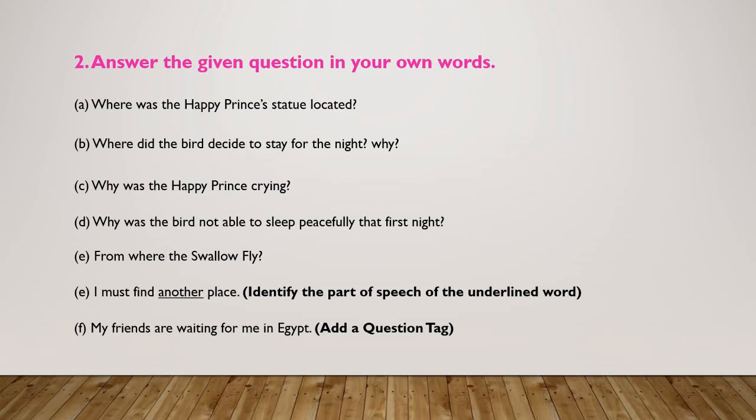Third, why was the happy prince crying? Answer. The happy prince could see all the miseries of the city. He cried on seeing the sorrows of the poor people.